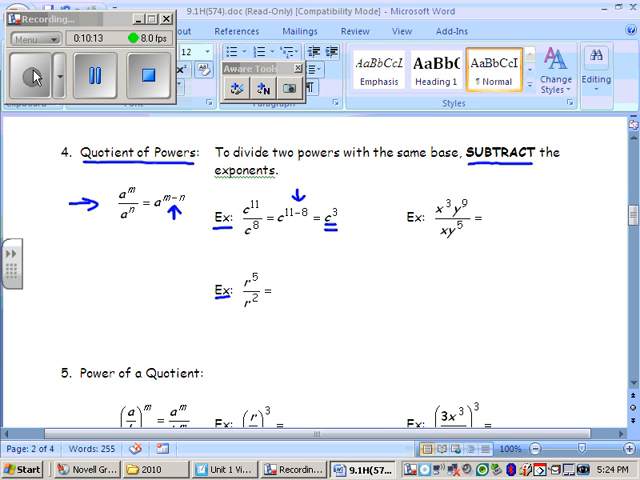Notice the r's are the same, so the bases are the same. So because we're dividing two expressions, we will simply subtract the exponents, leaving us with r cubed. In this next example, we have two bases in the numerator and two bases in the denominator. So treat them separately. Take your x and subtract the exponents of the x's since the expressions are being divided. Then look at the y's and take their exponents and subtract them. So our final answer would be x squared y to the fourth power.